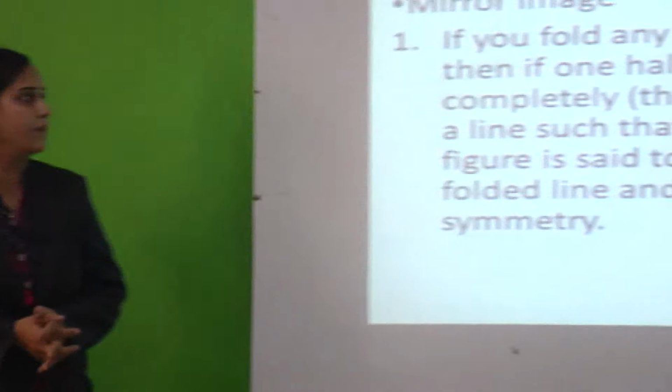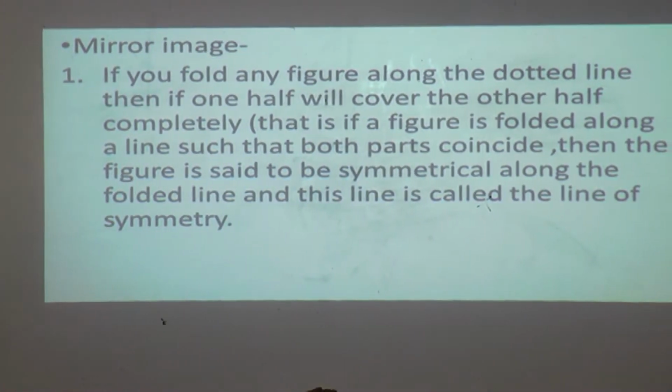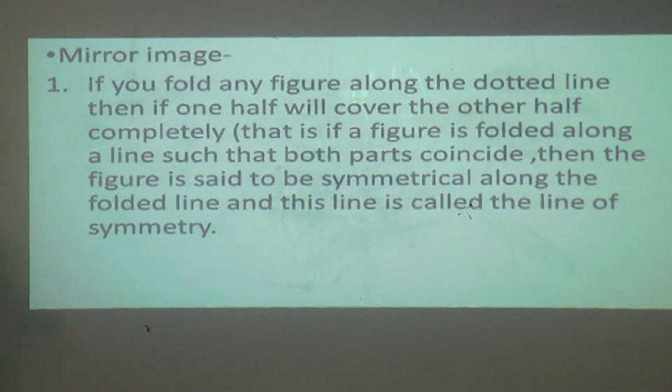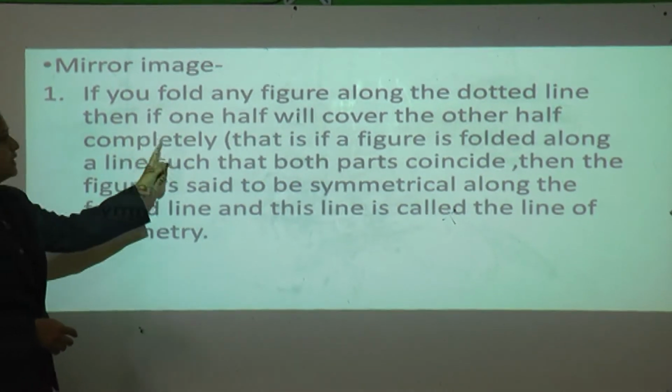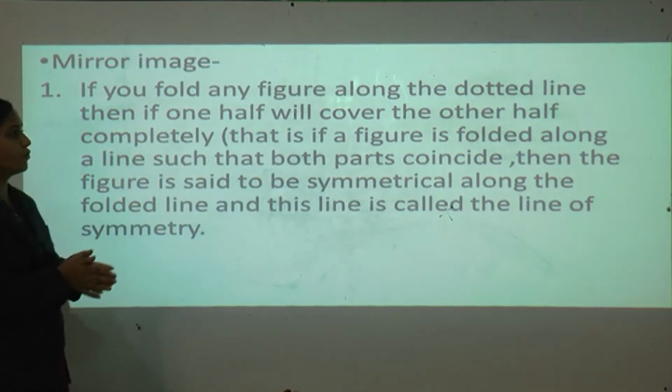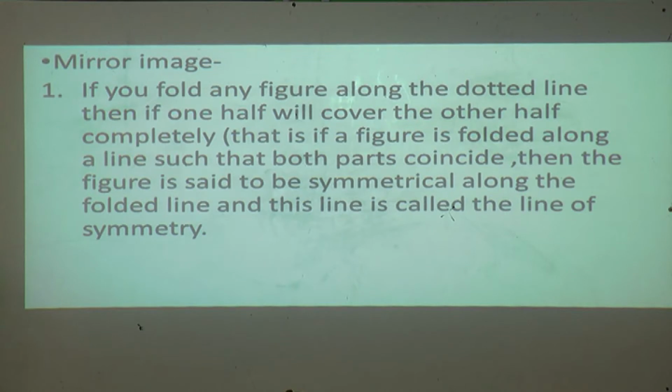Now see here, mirror image. If you fold any figure along the dotted line and one half covers the other half completely, that is, if a figure is folded along the line such that both parts coincide, then the figure is said to be symmetrical along the folded line, and this line is called the line of symmetry. Now here are some figures of a mirror image.